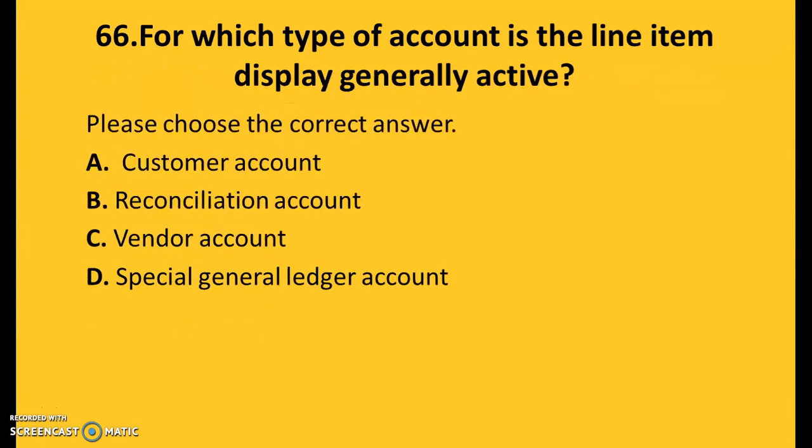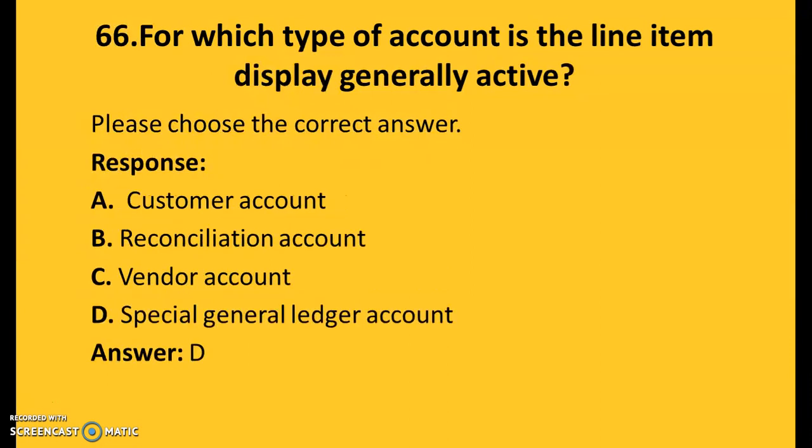finished goods. For which type of account is the line item display generally active? A, customer account, B, reconciliation account, C, vendor account, and D, special general ledger account. So the answer is D, special general ledger account.